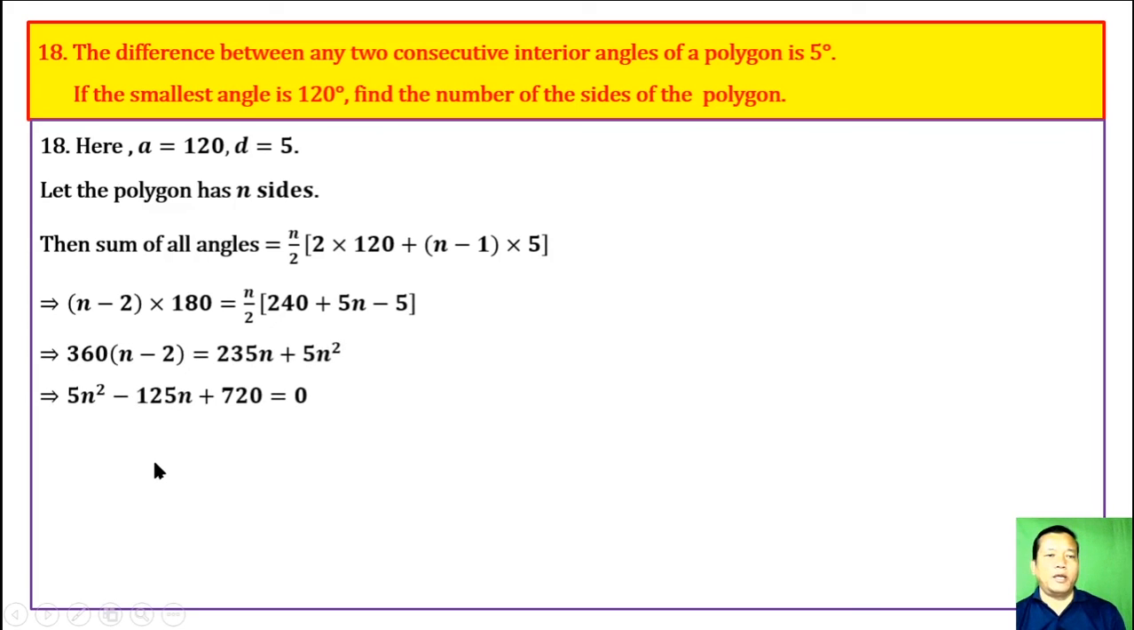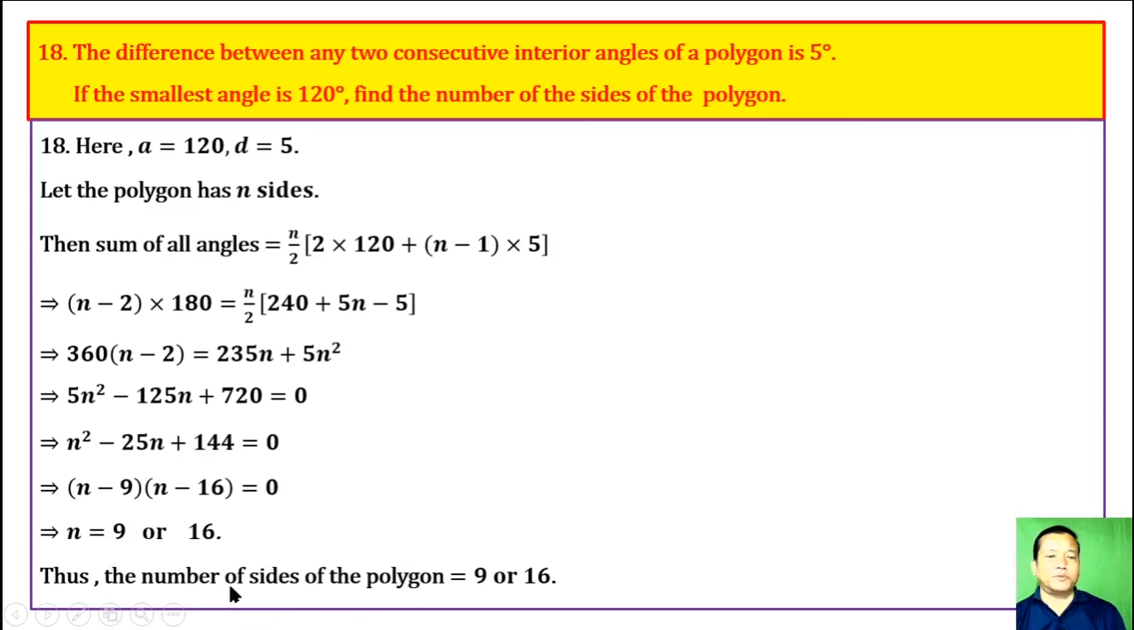Cross multiply and solve, we get a quadratic equation in n. Factorize, we get n equal to 9 or 16. Thus, the number of sides of the polygon is 9 or 16.